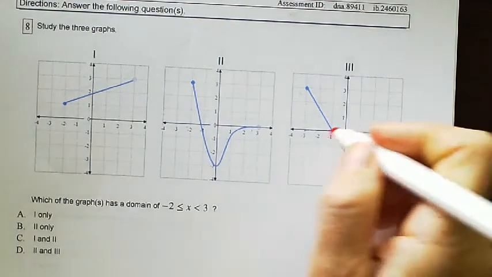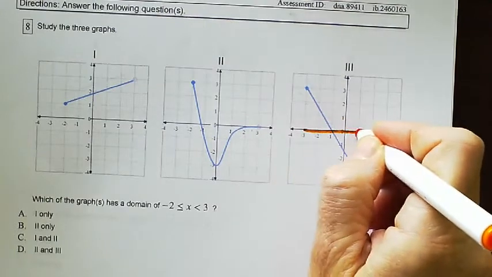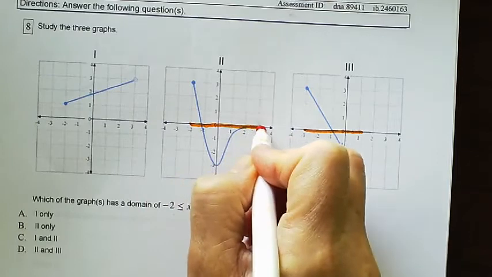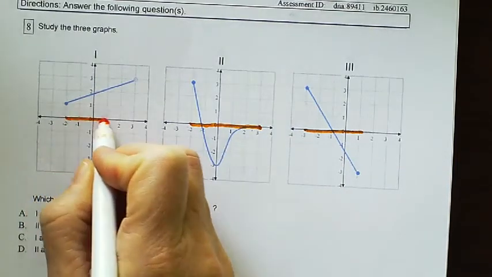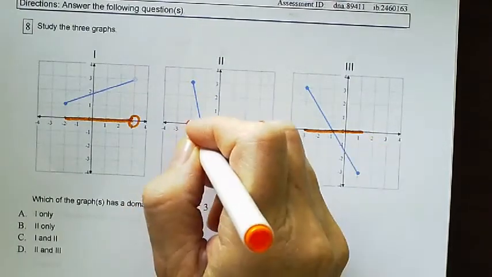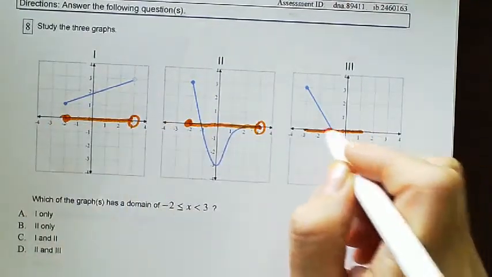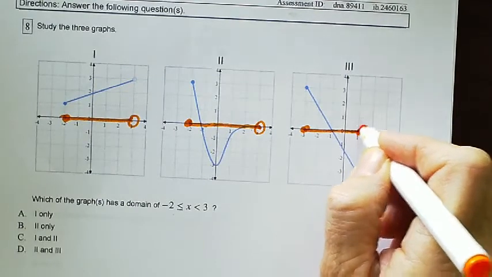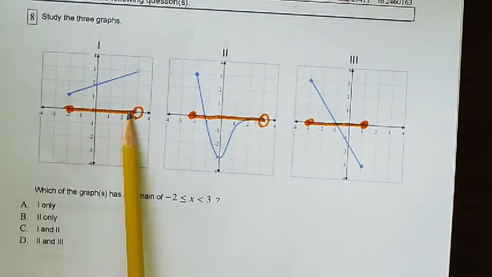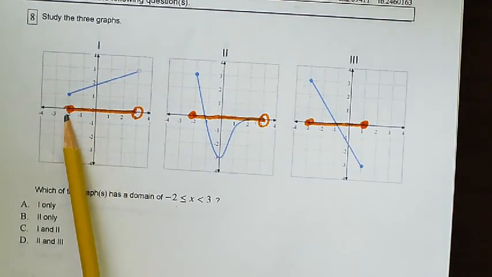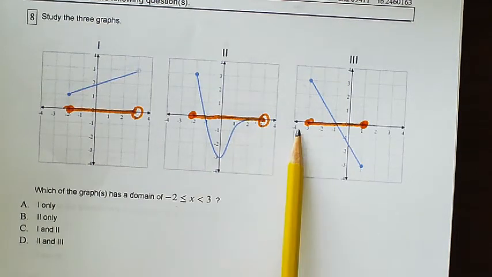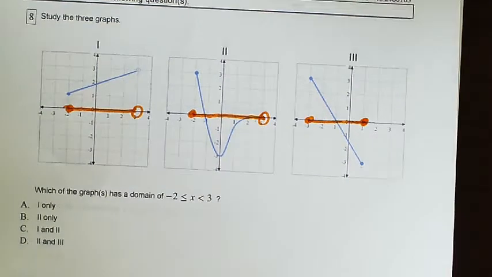So if you're struggling with domain and range, domain is all your inputs. Here's all the x values. That's an open circle, closed circle, closed circle. Okay, so these two have inputs from -2 to 3, including -2 with the closed circle, not including 3 with the open circle. This one does not. So it was 1 and 2.